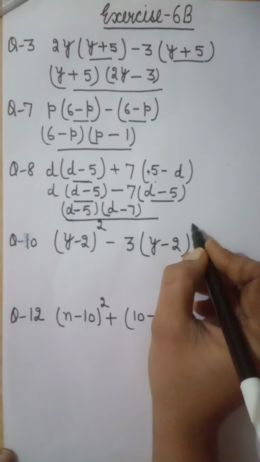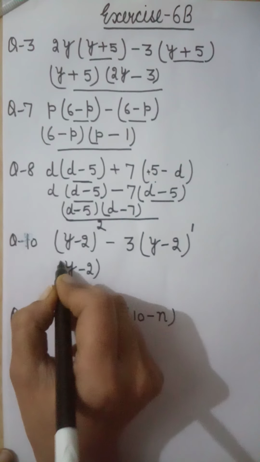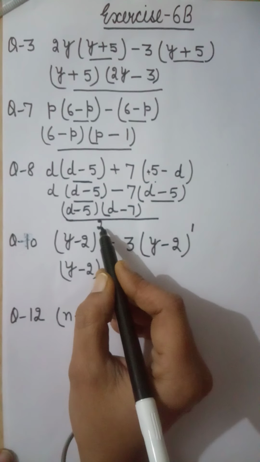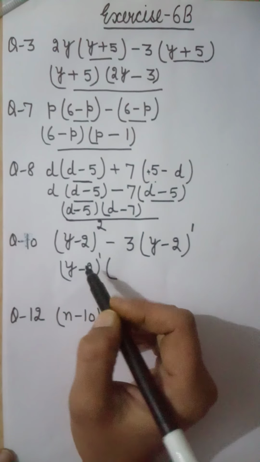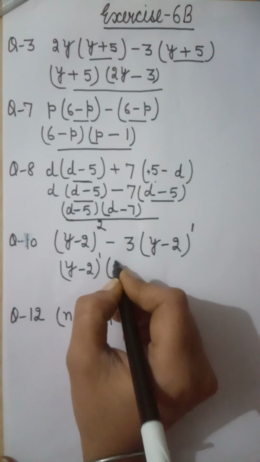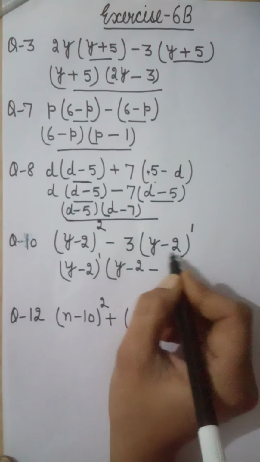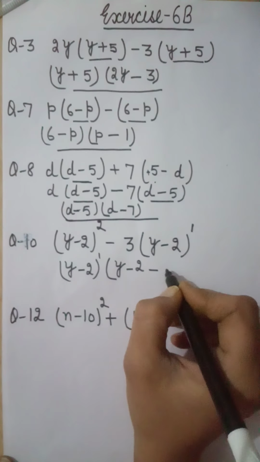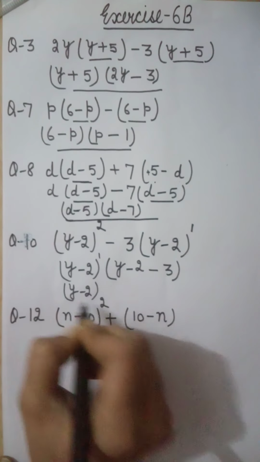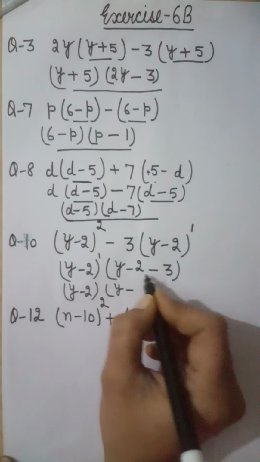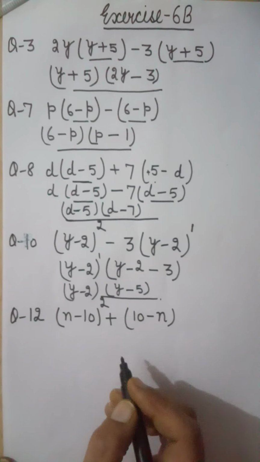Now here smallest power is 1. So therefore we will write common the smallest power, (y − 2). Now here is (y − 2) raised to power 2. Here is (y − 2) raised to power 1. So when you divide, we will get (y − 2). Minus 3(y − 2) divided by (y − 2), we are left with 3. Now (y − 2) and this (y − 2) minus 3, (y − 5). This is the answer.